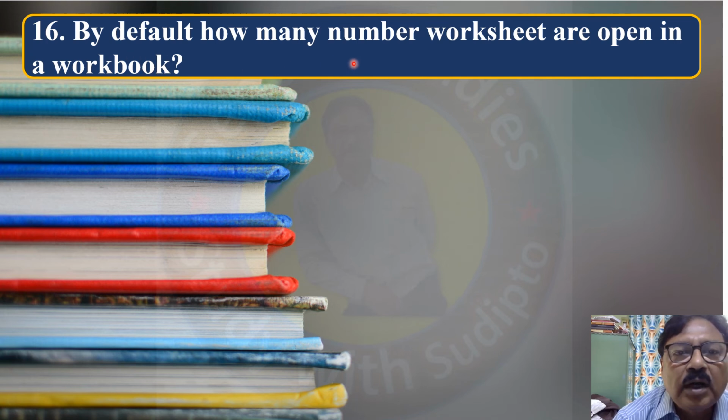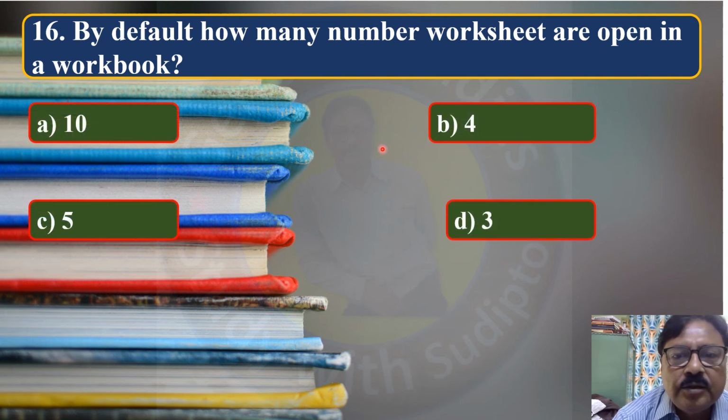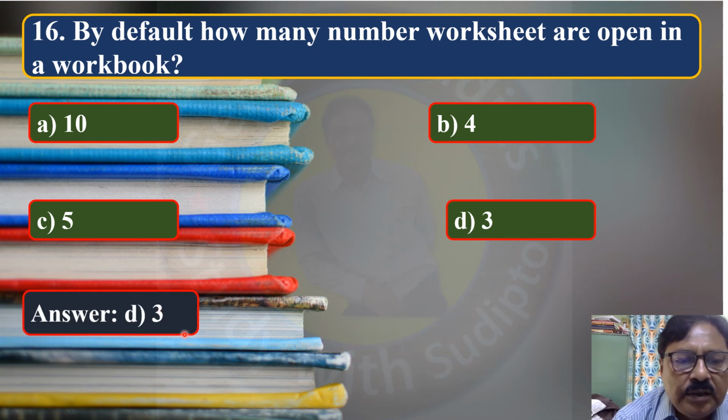By default, how many worksheets are open in a workbook? Option A 10, option B 4, option C 5, option D 3. The correct answer is option D, 3.